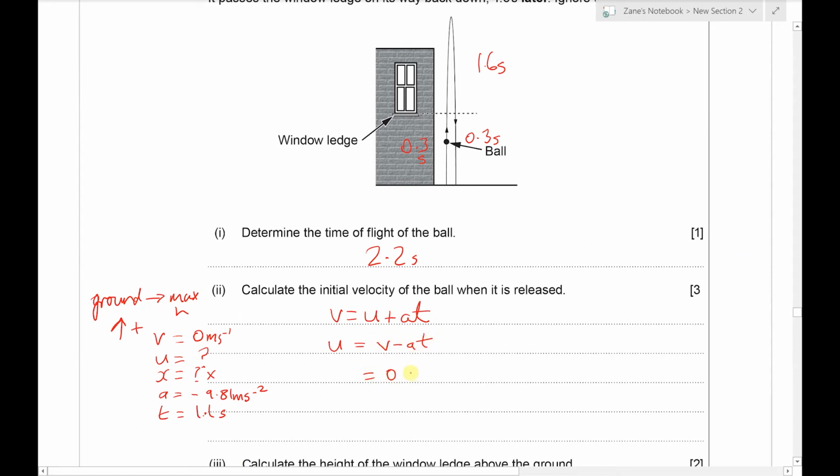V is 0, then we've got minus 9.81 times 1.1 seconds. So that will give us 10.8 meters per second. And note this is a positive value because obviously the ball is moving upwards initially.